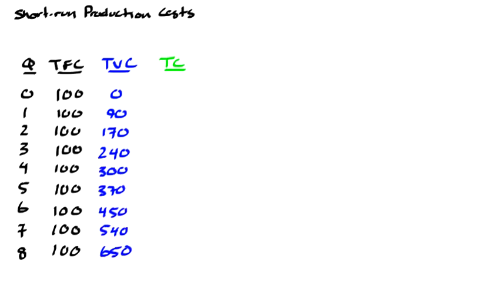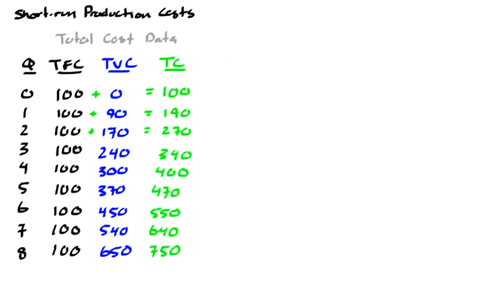Now, our total cost is determined by adding our total fixed cost to our total variable cost. So we find the total cost of producing no chairs is going to be 100 plus 0. So this equals 100. The total cost of producing one chair is going to be 100 plus 90. So this equals 190. And then we can continue down. Now this gives us our total cost data.